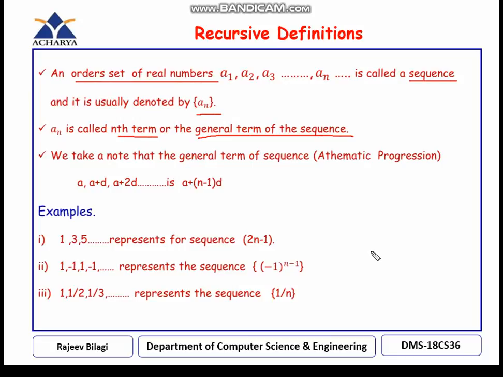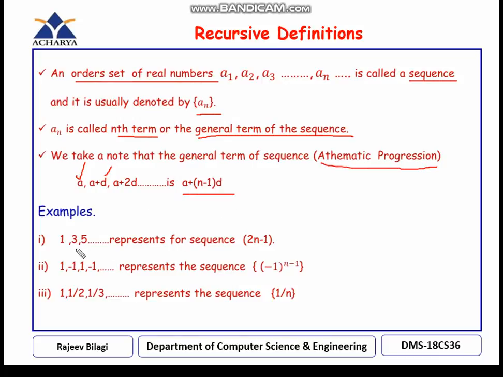If you look at the general term of a sequence in arithmetic progression, it is given by a, a plus d, a plus 2d, up to a plus (n minus 1)d, where a is the first number and d is the difference between the first number and the next number, or the second and third number, third and fourth number. So this is the nth term.